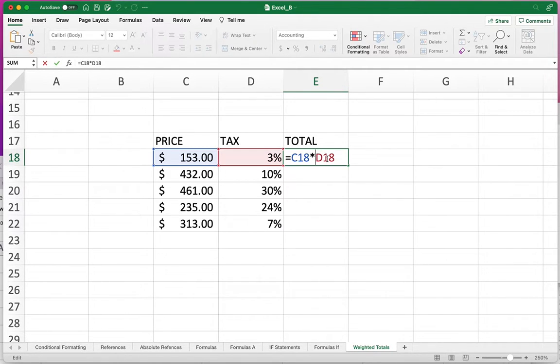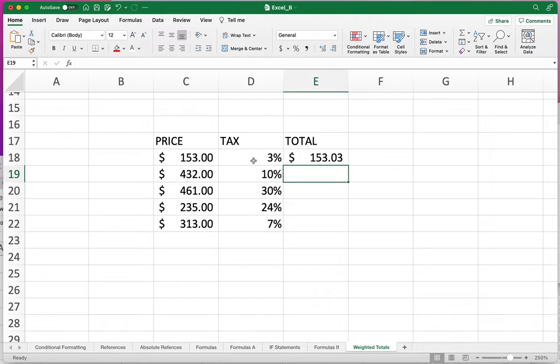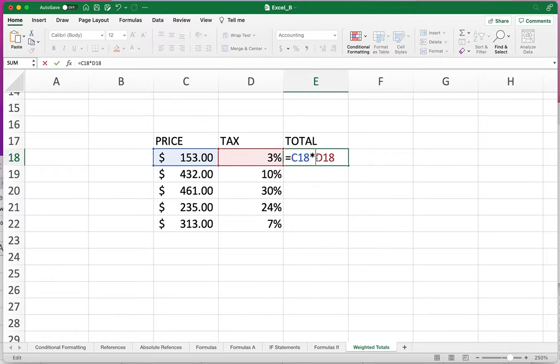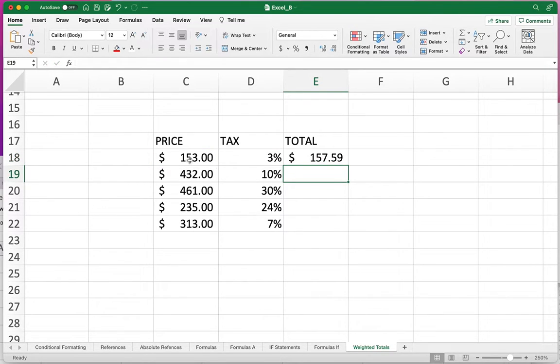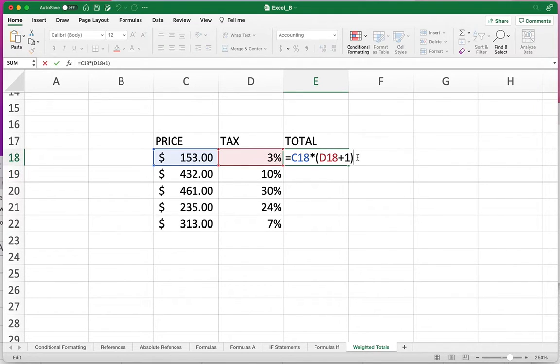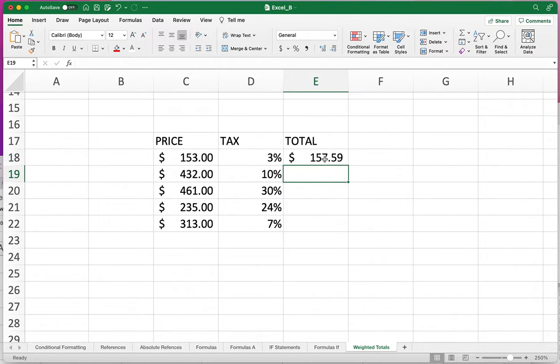Now, there's many ways to figure this out. I mean, we could try a plus here, and, well, that just gave me 153 and 3 cents. Okay, that's obviously not it. We need to go back to multiplication. Now, I could do this plus 1, because 1 in decimal format is 100%. So that should give me 153 plus the 4.59 and give us that. That'll work. So this is possibly a good answer. Or if I wanted to, I could do times this, and then plus my original number back in, and it'll get me the same exact result.